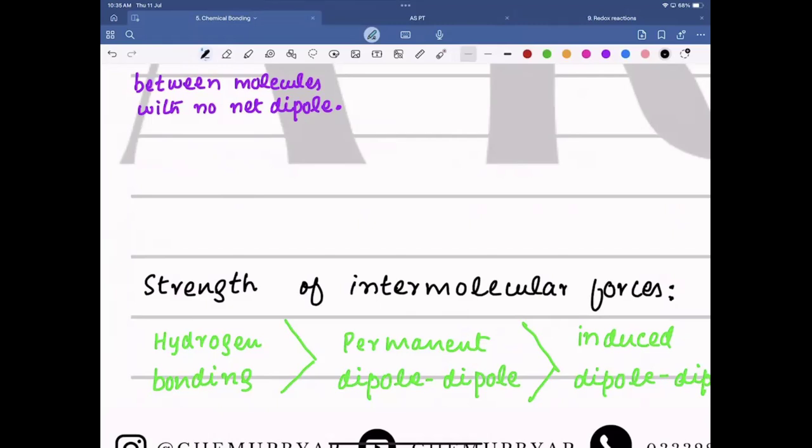Sir, I can't see anything on the screen. Sorry? Yeah, my screen got stuck. I can't see anything on the screen if you're drawing it. One minute. One minute. Yeah, I was trying.